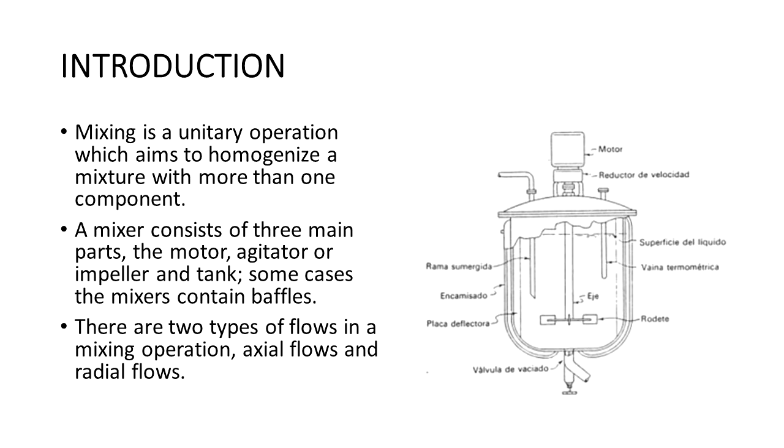Mixing is a unitary operation which aims to homogenize a mixture with more than one component. It consists of three main parts: the motor, an agitator or impeller, and the tank. Baffles can be added to the tank to prevent vortex generation, which lowers the agitation efficiency by making the fluid flow pattern homogeneous. There are two types of flow in the mixing operation: axial flow and radial flow.